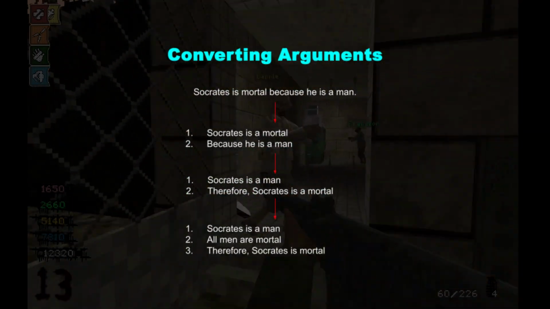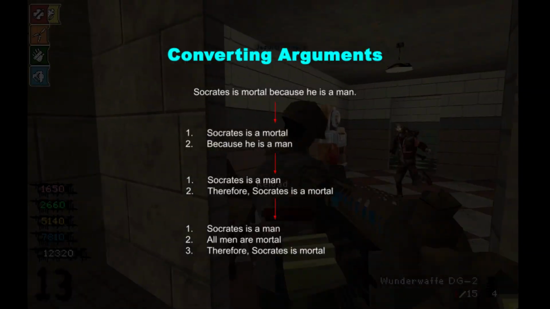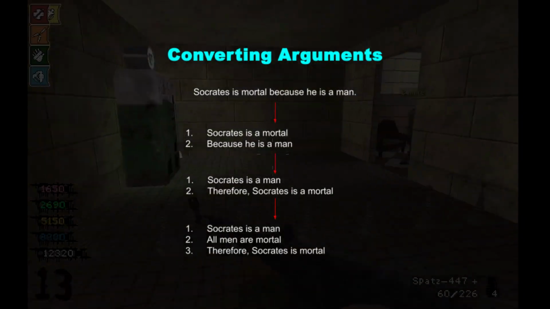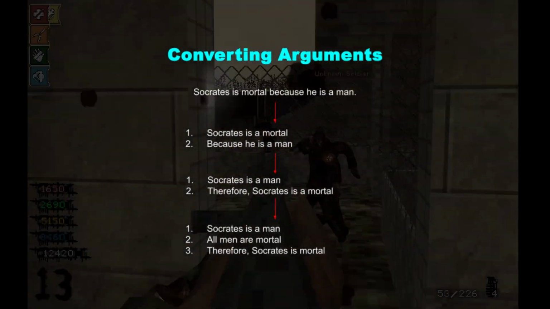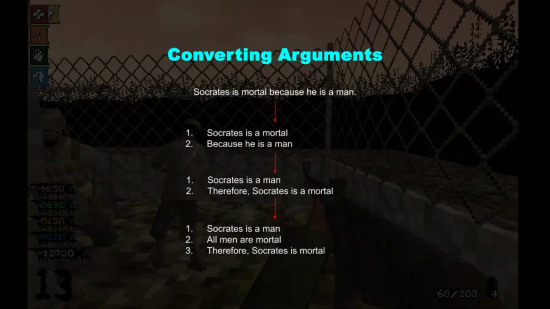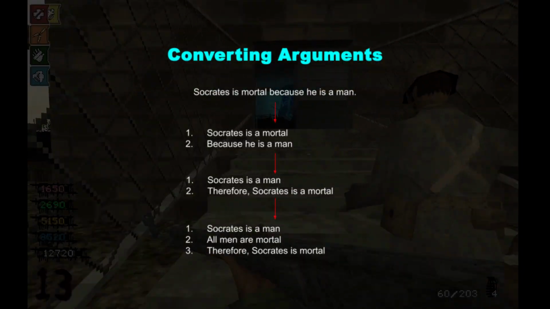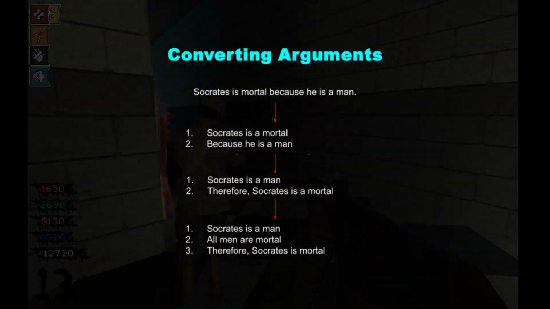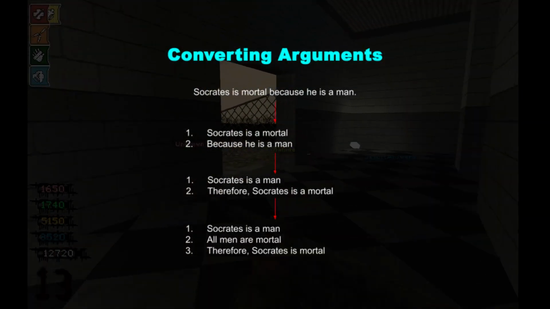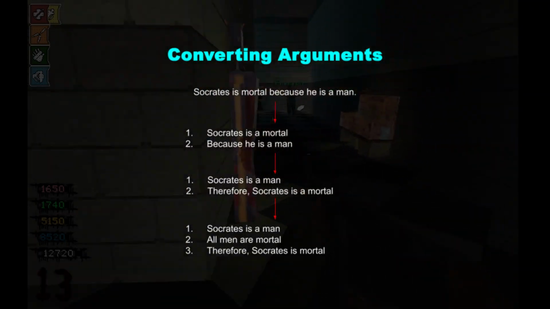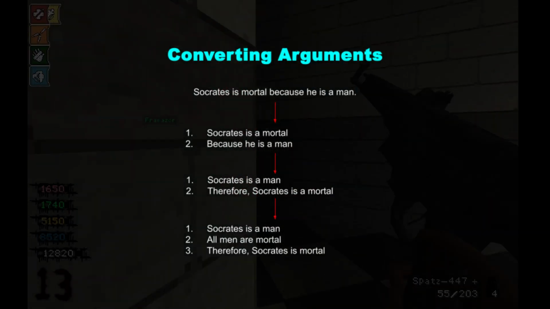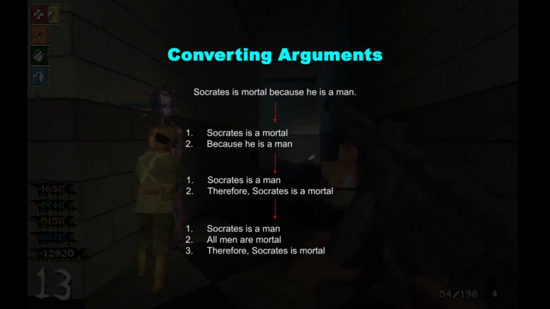Then what you'll notice is that in this argument, Socrates is mortal because he is a man, although it isn't stated directly, there's, I guess you could say, a hidden premise. The premise that all men are mortal. Now, this premise is going to be something in the background knowledge of the person making the argument, and it's going to be implied in their statement, even if it's not directly stated. And this is important because a lot of arguments that you see are going to have hidden assumptions and hidden premises within them. Now, sometimes you can excuse it, right?